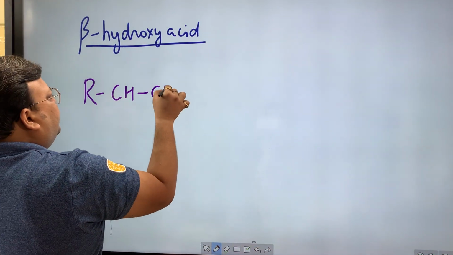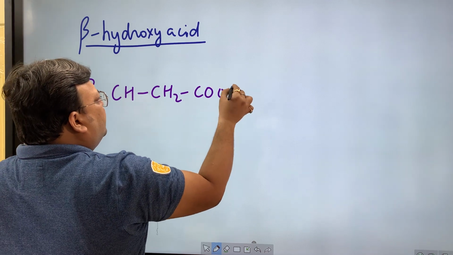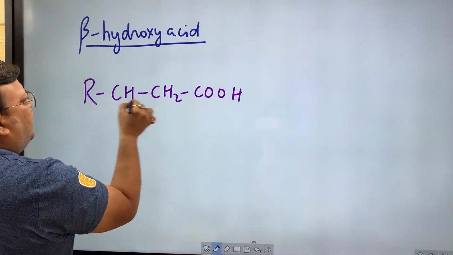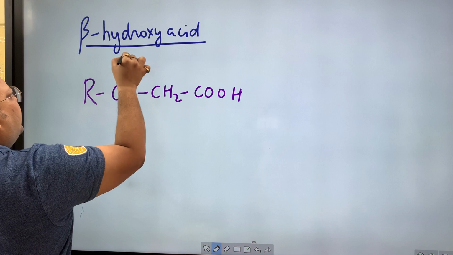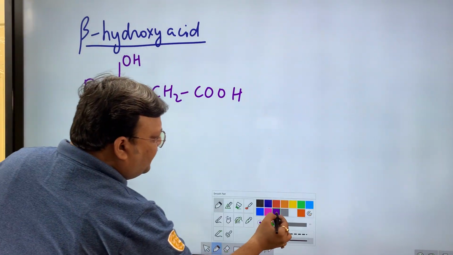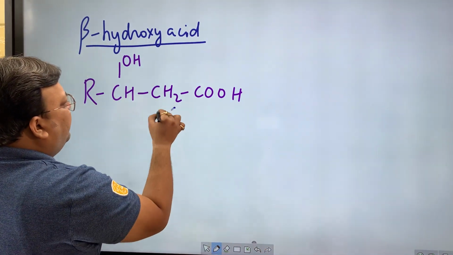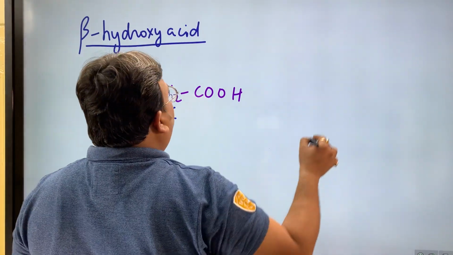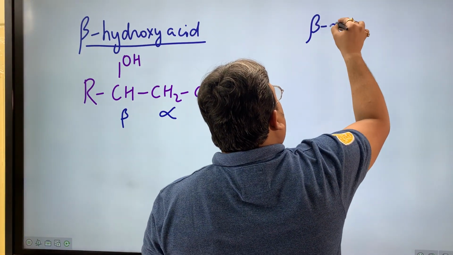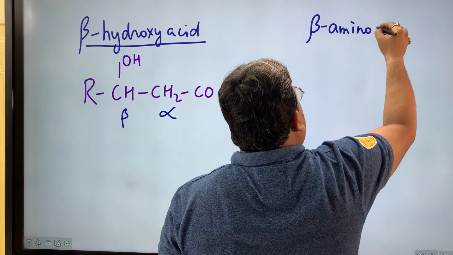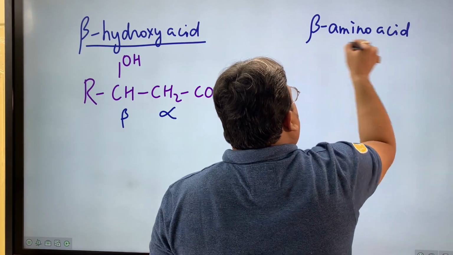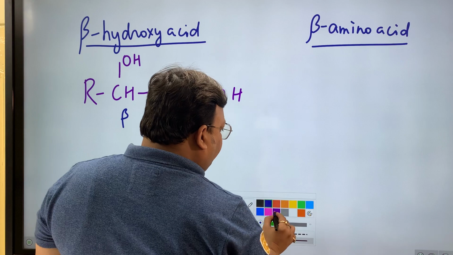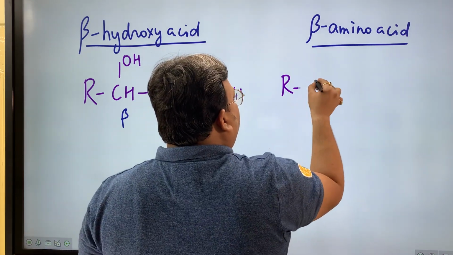RCH CH2COOH. So if this is alpha, this is beta, and you have an OH here. Naturally, this is how a beta hydroxy acid will look like. When I talk about a beta amino acid, it will be represented like R.